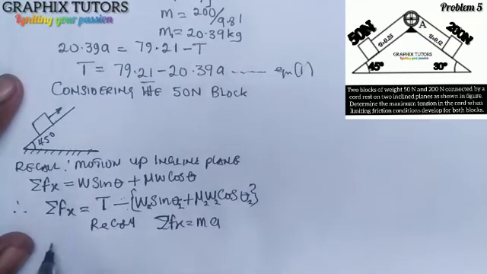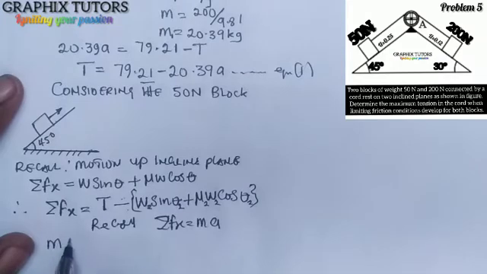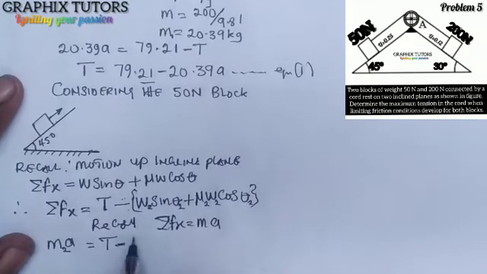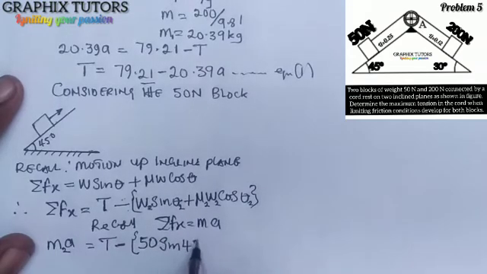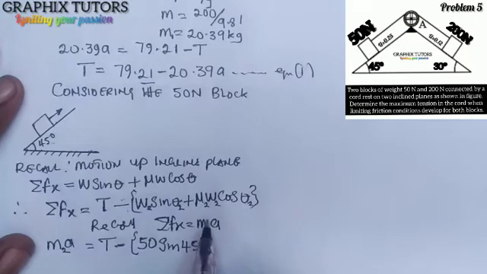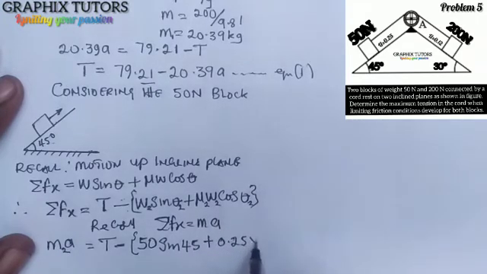So this will give me the mass times acceleration, this is m2, equals to the tension minus, we have W2 is given as 50, sine theta 2 is what? 45 degrees, considering the 45 degree. Then plus the mu 2 is given as 0.25 times W2, which is 50 cos what? Cos 45.